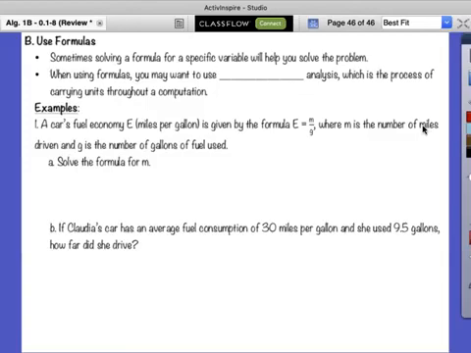Using formulas. Sometimes solving a formula for a specific variable will help you solve the problem, kind of like we just did. When using formulas, sometimes we want to use dimensional analysis. You might have heard it called unit analysis. Has anyone heard of this before, maybe in science class?